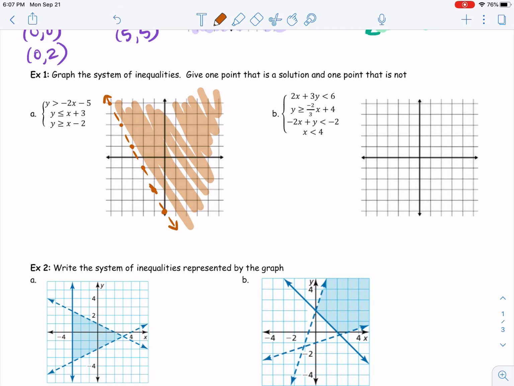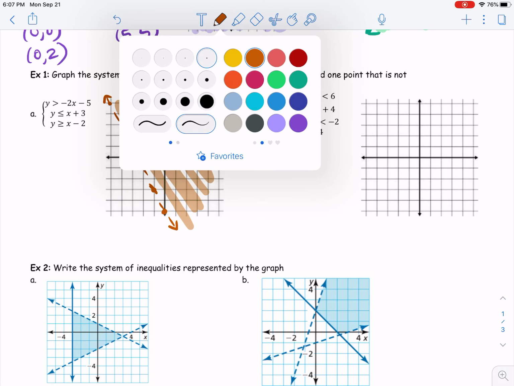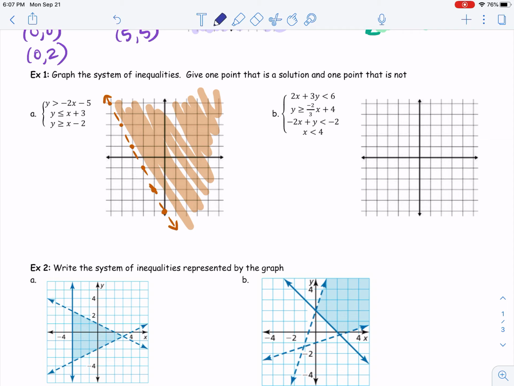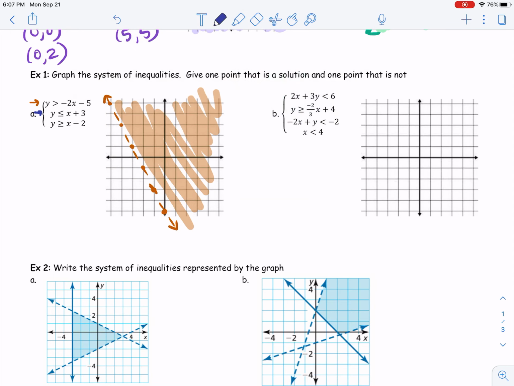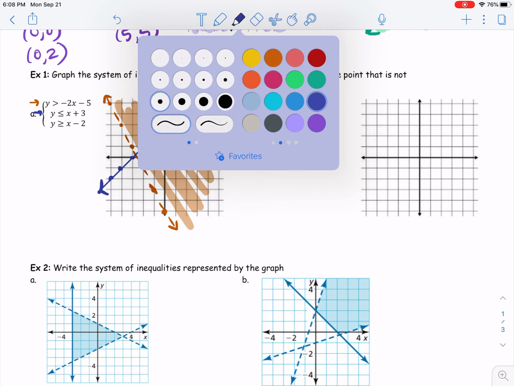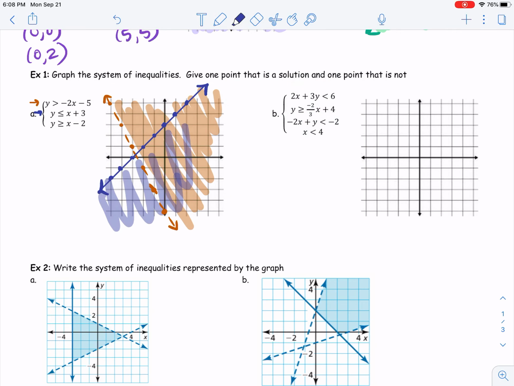So here we are. Then I'll change colors. Maybe I'll use navy this next time, and I'll go to the second one. This one is going to be y is less than or equal to x plus 3. It's in the slope-intercept format, so positive 3, positive x. And so this one is going to be a solid line, and it's going to be shaded below. So that means everything below this line will be shaded.